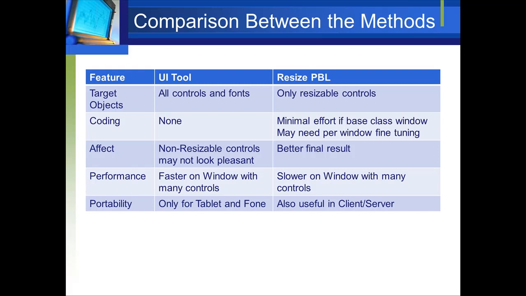And here's a comparison between the methods, as you can see in this little chart that I have assembled, to help you understand when to use which. There's the UI tool approach, which works on all controls and fonts, whereas with the resize pivot, it's only resizable controls. With the UI tool, there's no coding. With the pivot, there's minimal effort. Now with the UI tool, the non-resizable controls may not look pleasant. And again, there's a list of which are non-resizable automatically. And with the resize pivot, you may get a better final approach.